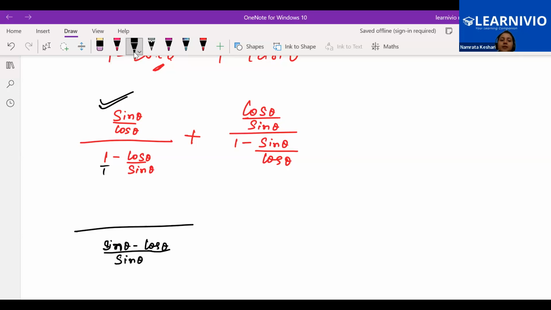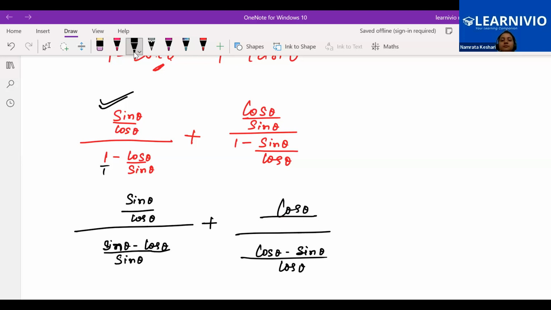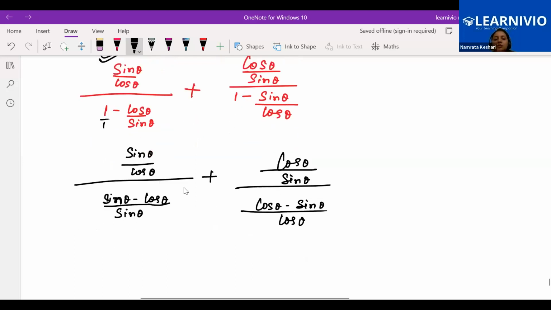Okay, here we'll be getting sine by cos as it is, it will be there in the numerator's part. Similarly, on the denominator part, here we have to work out the LCM, which is cos, and here we'll be getting cos theta minus sine theta. Everyone is getting it? Yes. Now we have one option to just simplify this fraction by fraction part.